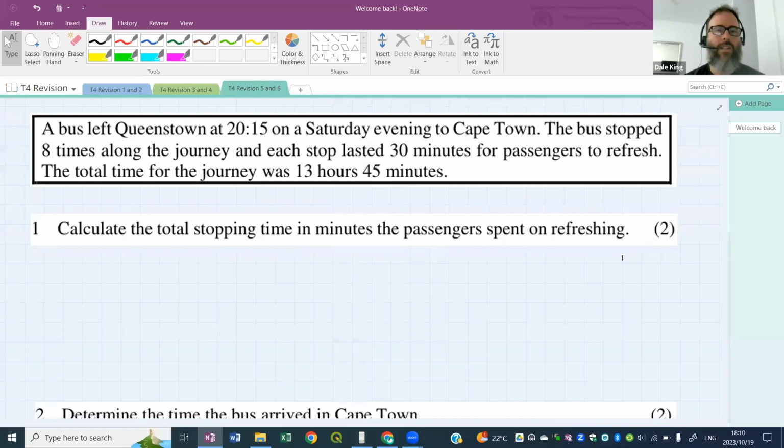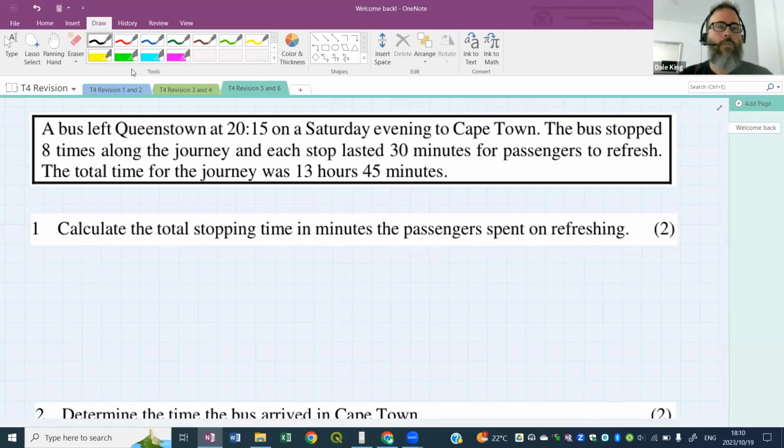The first one says a bus left Queenstown at 8:15 on a Saturday evening to Cape Town. The bus stopped 8 times along the journey, and each stop lasted 30 minutes for passengers to refresh. The total time for the journey was 13 hours and 45 minutes.